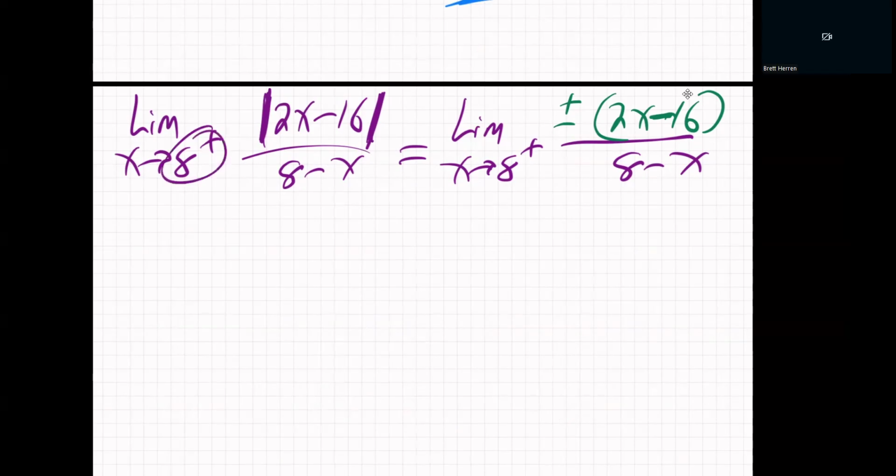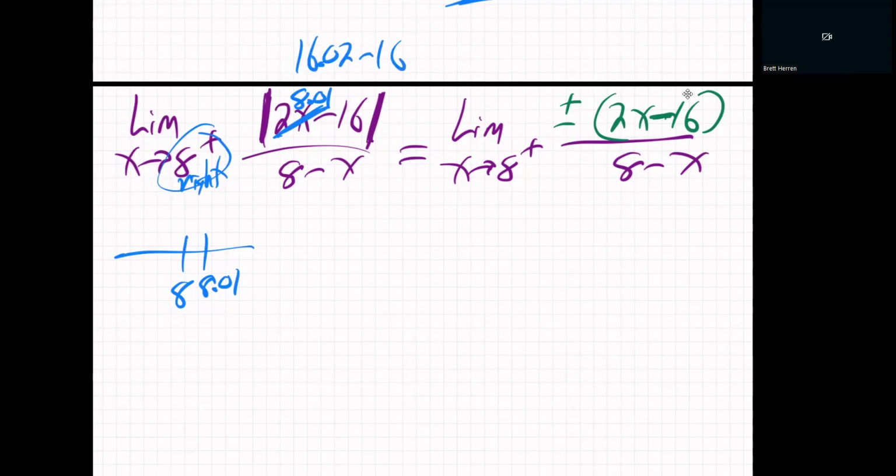Well, this is 8 from the right. So this is from the right. Right here's 8. This would be like 8.01, right? Plus means from the right. So if you put in 8.01, that's going to be 2 times 8, that's going to be 16.02 minus 16. That's going to be positive 0.02. So the inside is what? Positive, isn't it? So if the inside is positive, it just leaves a positive out there.